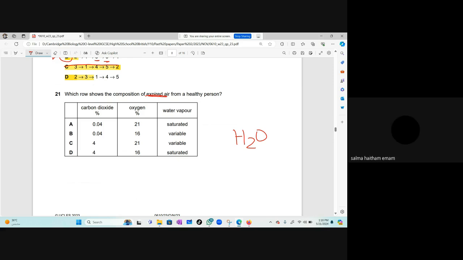Okay. The expired air, is it the air outside? No, the air that you exhale that comes out of your lungs. So D, miss. Yes, it's D. Okay, it's D because the oxygen is 16. You take in 21% oxygen and what comes out is 16. And the carbon dioxide you take in 0.04 and what comes out is 4. Okay, I told you to memorize the numbers. And water vapor saturated means more water vapor. So it's D. Do you all agree with me? Or anyone is confused? We agree.